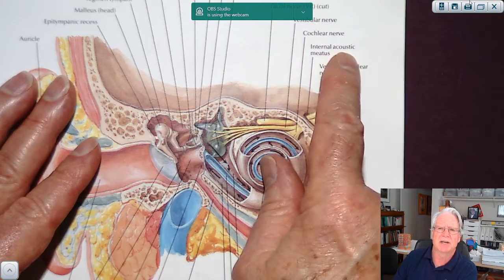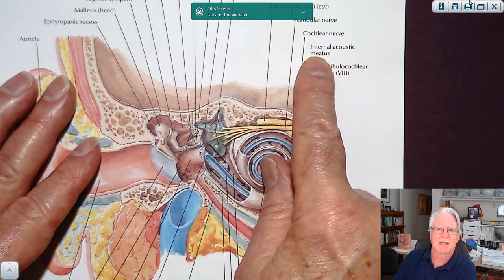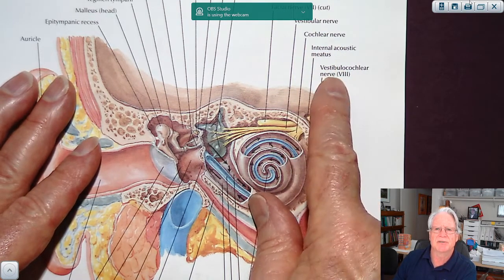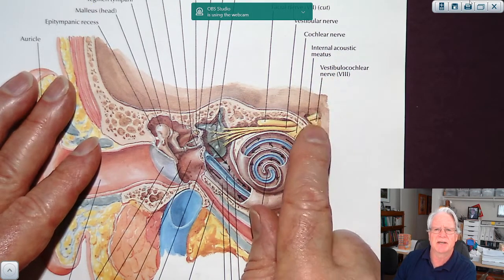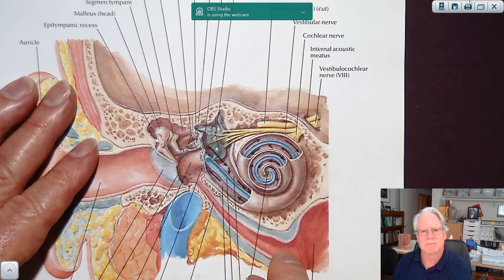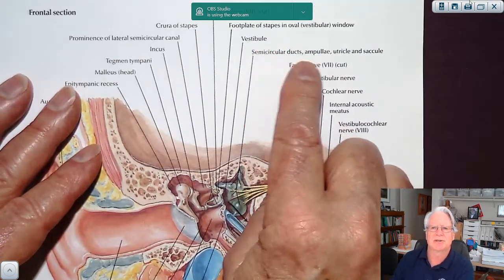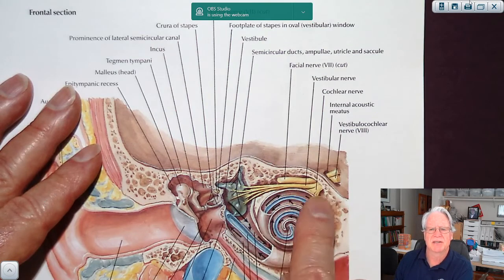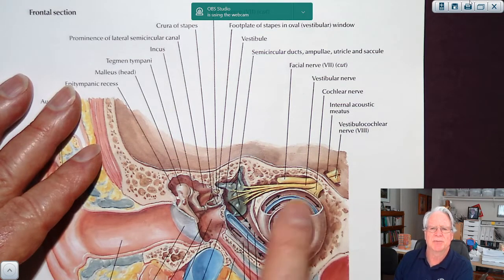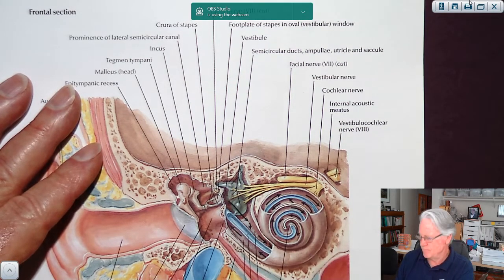Again, he's using the word acoustic, which is okay. And there's the vestibulocochlear nerve, and also the facial nerve. Both of those are exiting the same opening. Okay. Okey dokey. Well, let's move on.